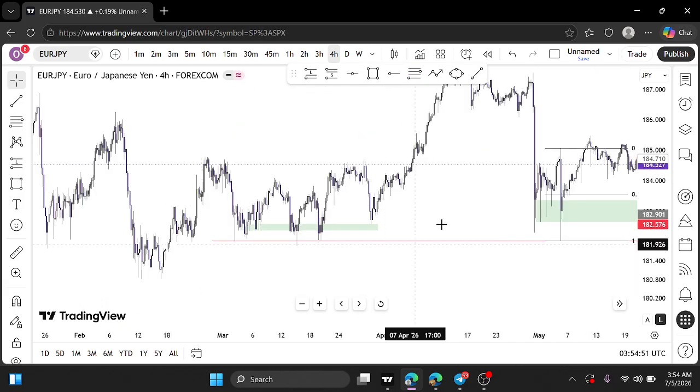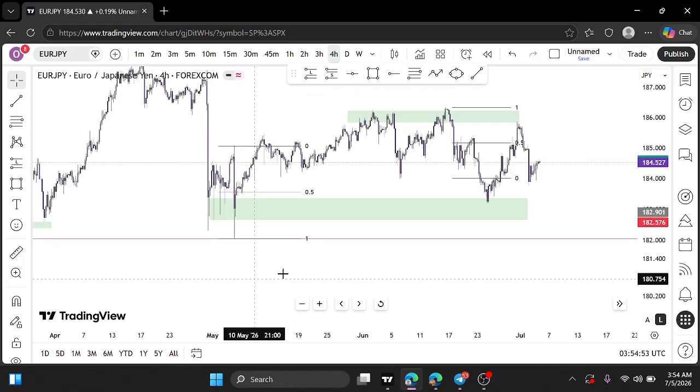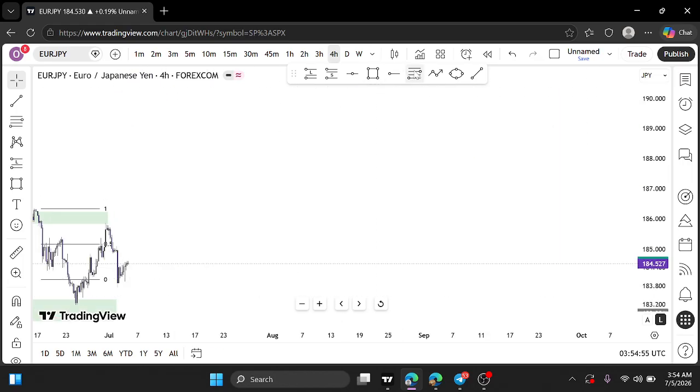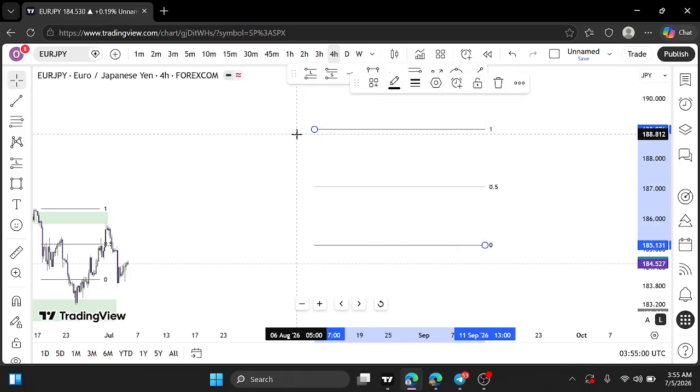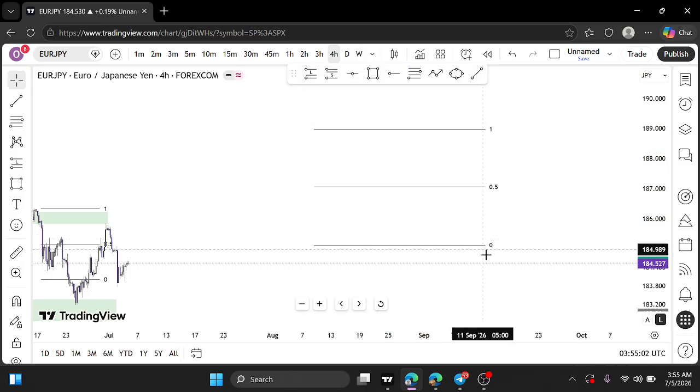I hope you learned something from this Fibonacci video that we did here today. And just like I said, I'm going to show you my Fibonacci setting. It goes just like this. I have the 1, 0.5, and 0.